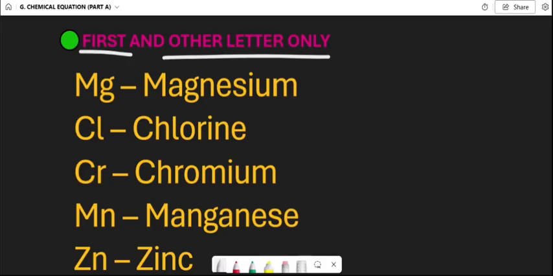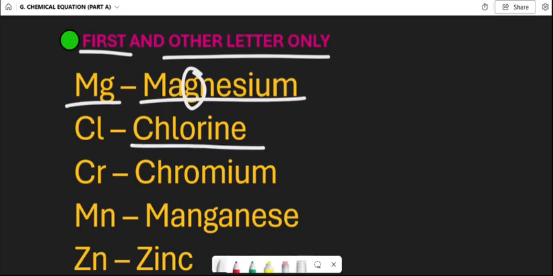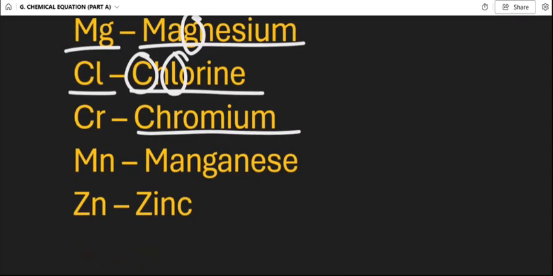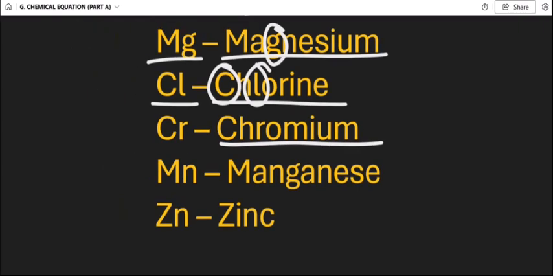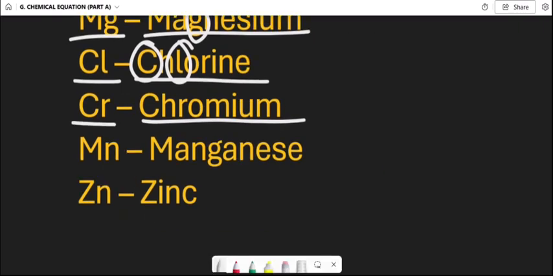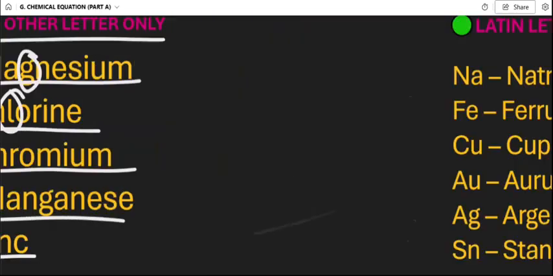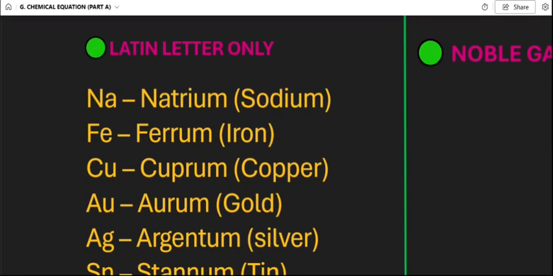If we consider this, we have magnesium. They make use of the third letter of magnesium and the first letter to represent magnesium, which is Mg. We have chlorine. They make use of the first letter of chlorine and the third one, which is Cl. Likewise, chromium is Cr. Manganese, Mn, zinc, Zn.